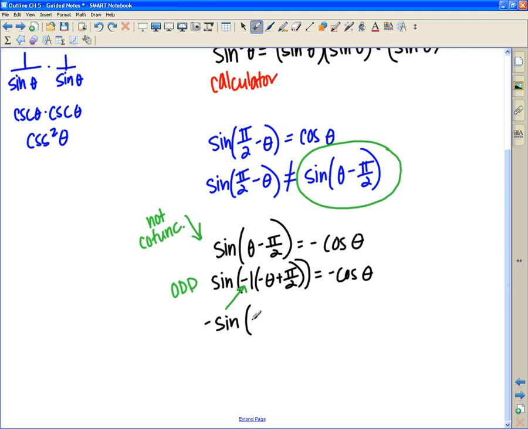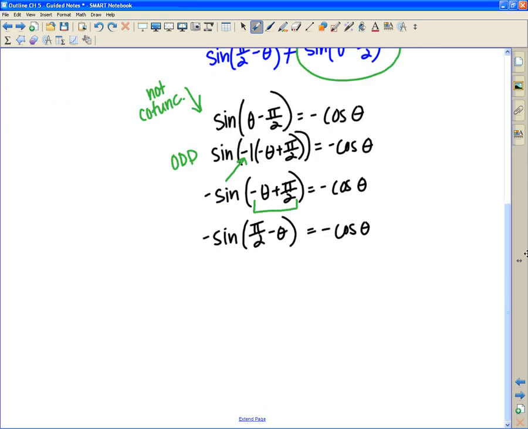And now I have negative sine of negative theta plus pi over 2, and this is going to equal negative cosine when we're finished. You would be much more comfortable with this if it was rearranged. So I'm going to say negative sine of pi over 2 minus theta is equal to negative cosine of theta. Hopefully by now you feel very comfortable recognizing this as the cofunction identity. So that negative 1 out front just gets to hang out. Negative cosine of theta equals negative cosine of theta.